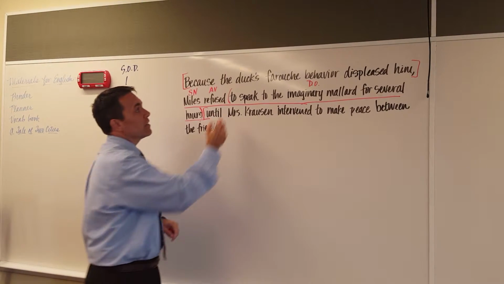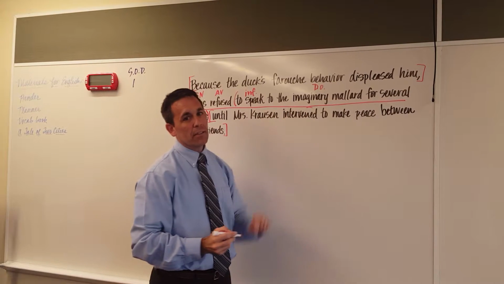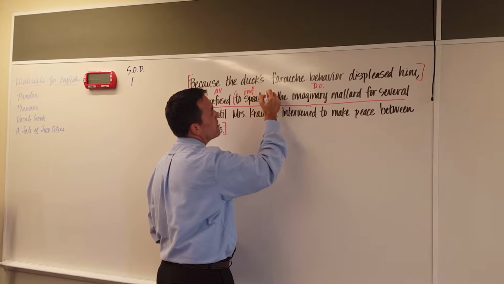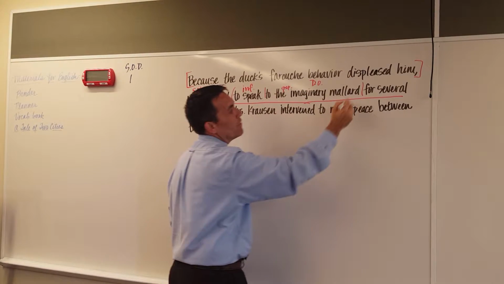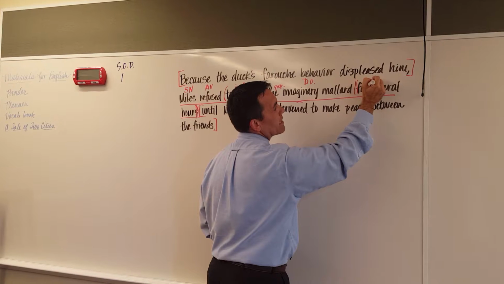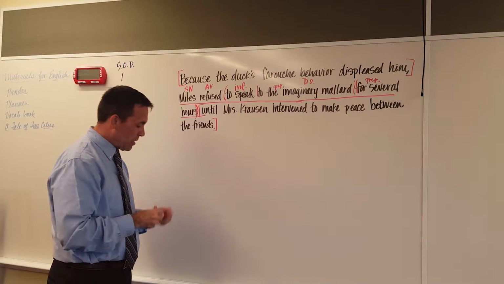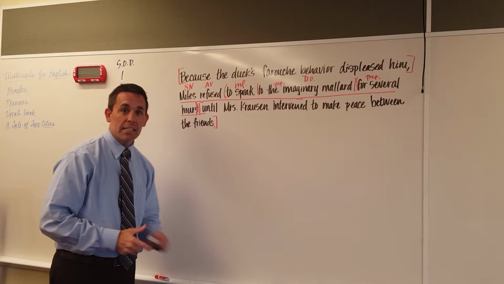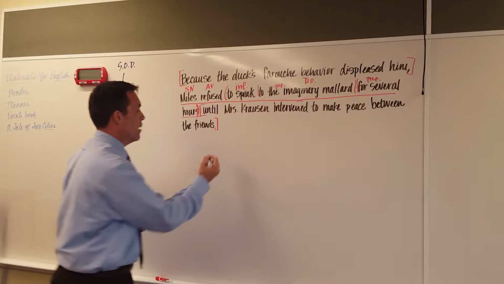To speak is our infinitive. To the imaginary mallard is a prepositional phrase. Your students should know that. And then for several hours is another prepositional phrase. And again, that's not going to be anything new for them. So I'm going to start by diagramming just the independent clause: Miles refused to speak to the imaginary mallard for several hours.